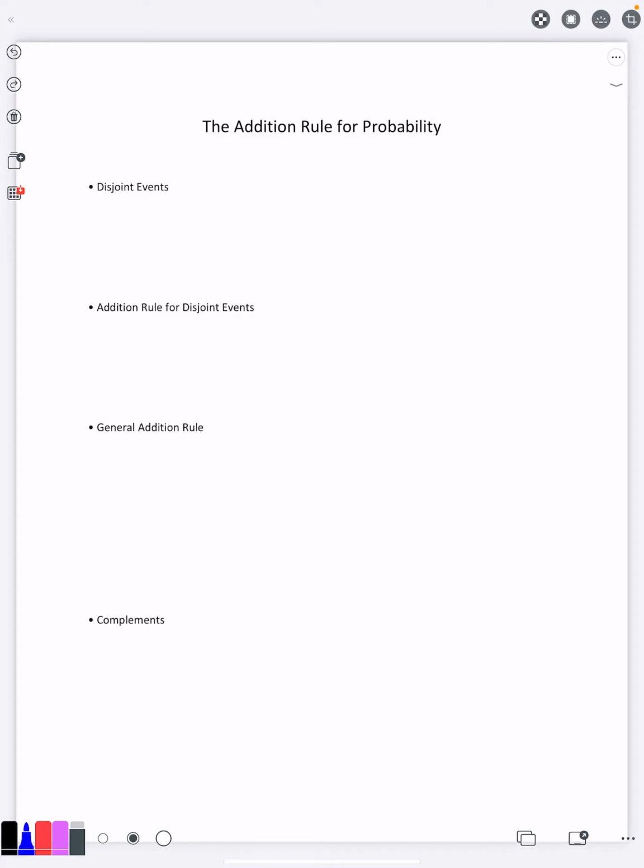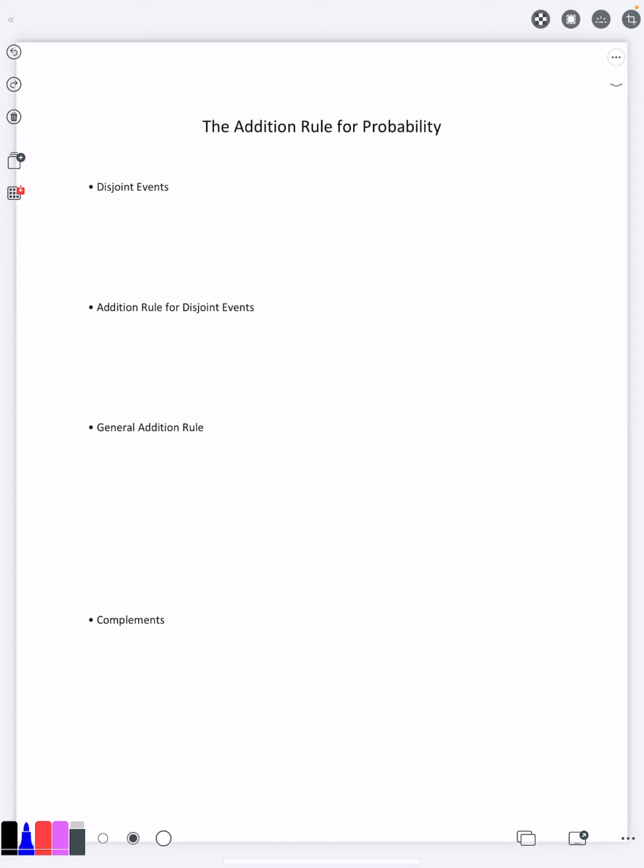In this video, we're going to learn about the addition rule for probability. This is going to be the first of the rules that will allow us to calculate probabilities without having to write out the sample space and the specific events and count how many of each there are. We can just use these rules here to calculate probabilities.